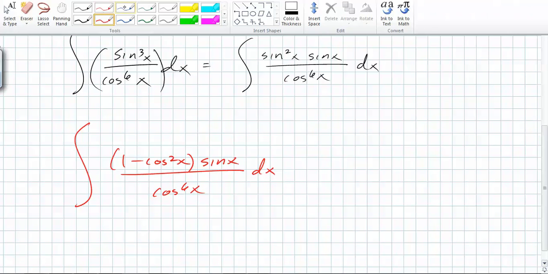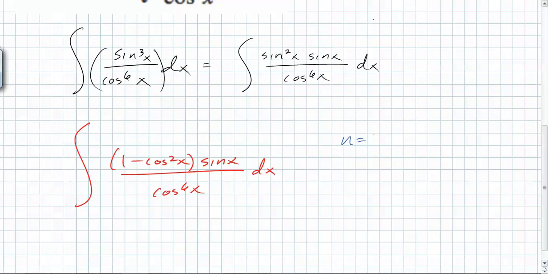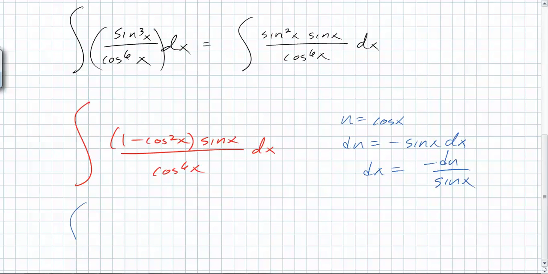Now you can see, if you said u is equal to cosine x, we're going to have du is equal to negative sine x dx. So dx is equal to negative du over sine x. So now does it work kind of nicely? Yeah, you have 1 minus u squared over u to the 6th times sine x times negative du over sine x.